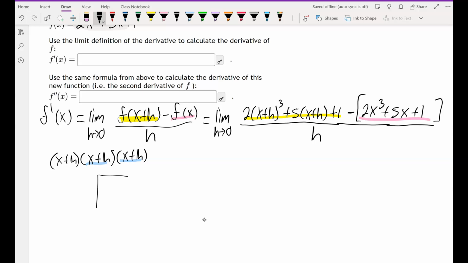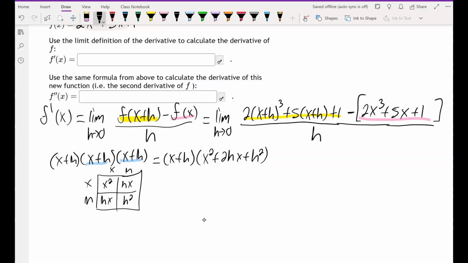And we could do that using either the perfect square formula, or we could treat it like areas of a square. Well, that's the same thing. That's what the perfect square formula does. But that's what we get. We get x plus h times x squared plus 2hx plus h squared. So x plus h times x plus h is x squared plus 2hx plus h squared.